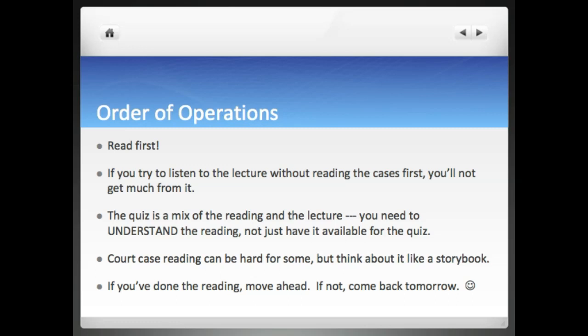Court case reading can be hard for some people. If you read it like a storybook, though, and just put that in your mind as you're reading a court case. And I took them, I think, all but one out of FindLaw, which is a pretty standard format, but they are all direct transcripts of the court cases, the decisions actually. Read them like a storybook, and they make more sense, I think. But if you've not done the reading, don't start to try to understand the lecture. Go back, come back tomorrow after you've done the reading, and pick up right here on the lecture. It's not an extremely long one, so go do the reading first.